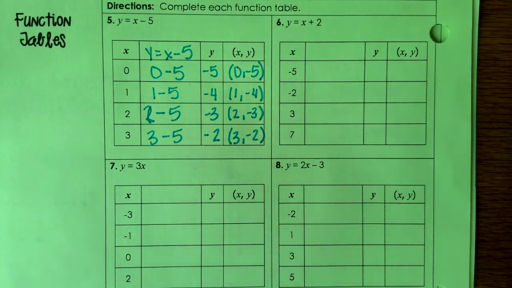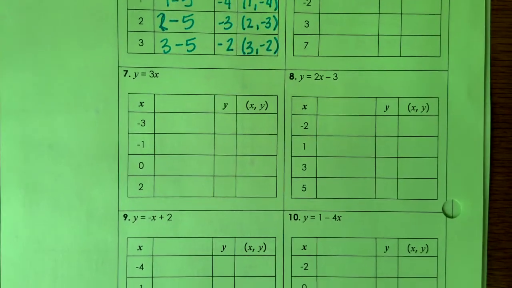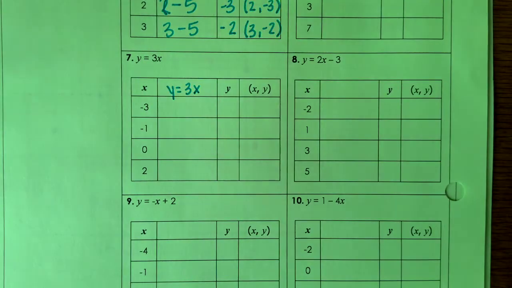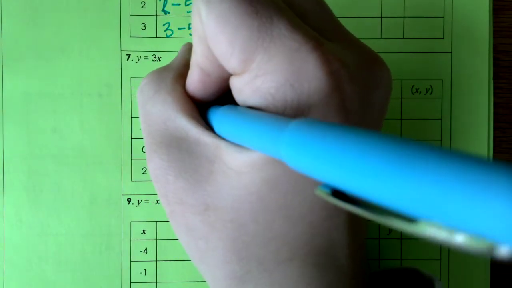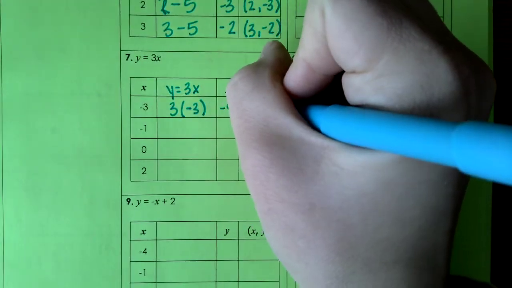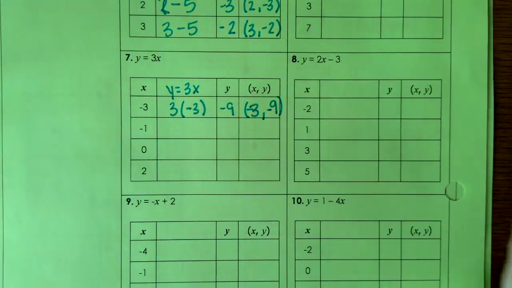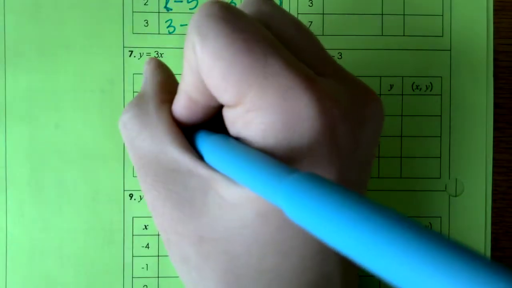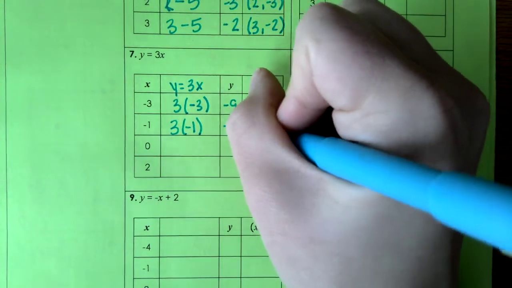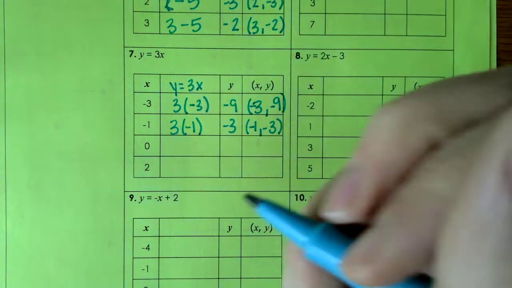Okay, well, let's look at one. I want you guys to skip down to number 7, and let's do that one. Number 7 says y equals 3x. All I'm going to do then is take 3 times negative 3. 3 times negative 3 gives me negative 9. So I would have negative 3, negative 9. Then I would have 3 times negative 1, which gives me negative 3. So I have negative 1, negative 3. I'm always going back and plugging into that equation.